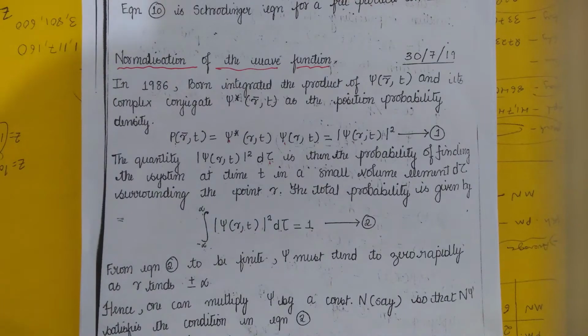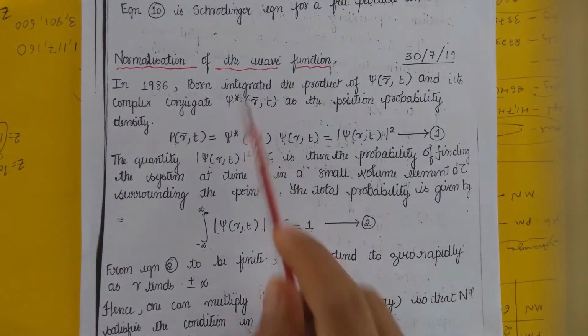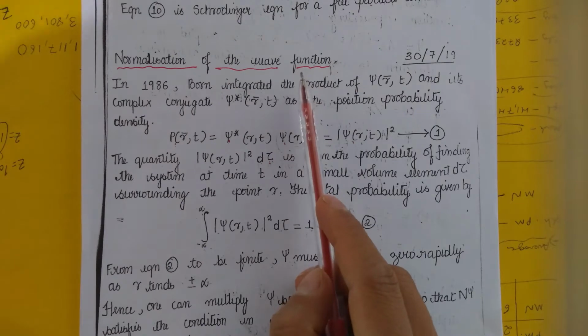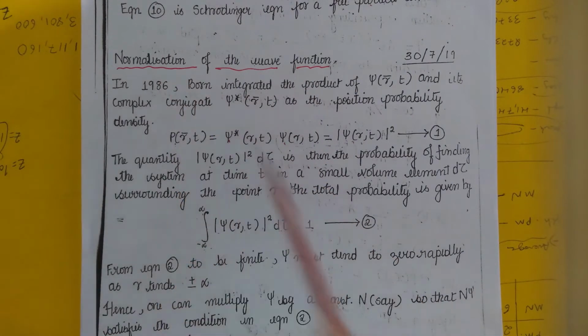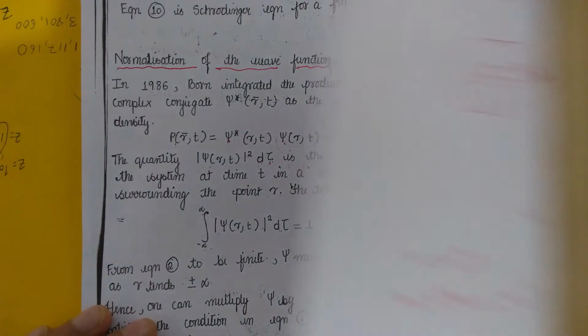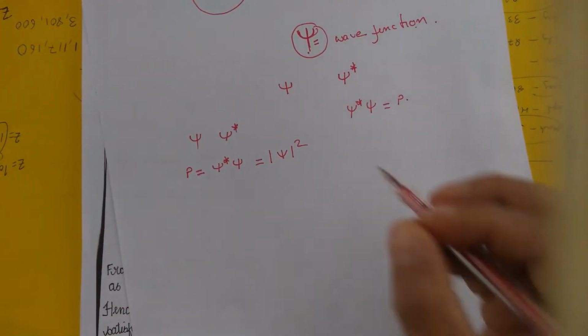Okay, class, the second lecture is on the normalization of the wave function. So we already have the wave function, and now we are going to talk about its normalization. It more or less talks about the probability.